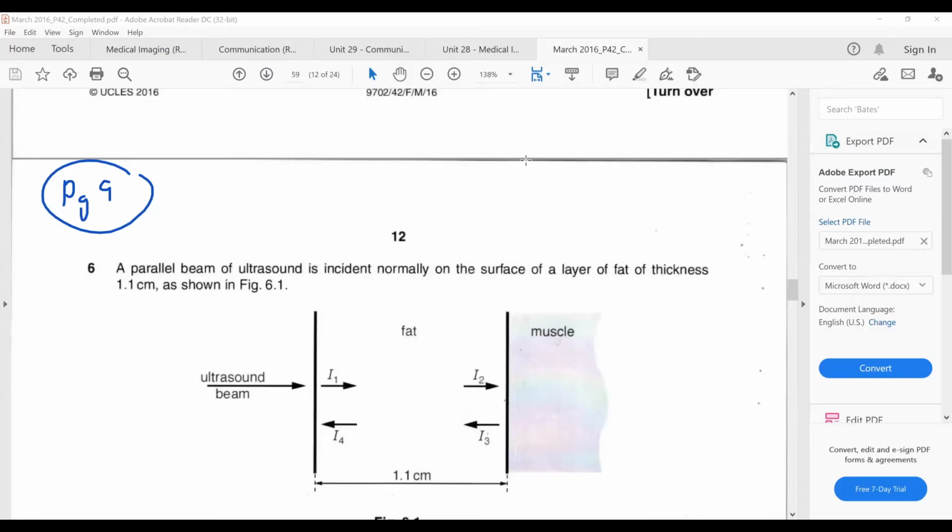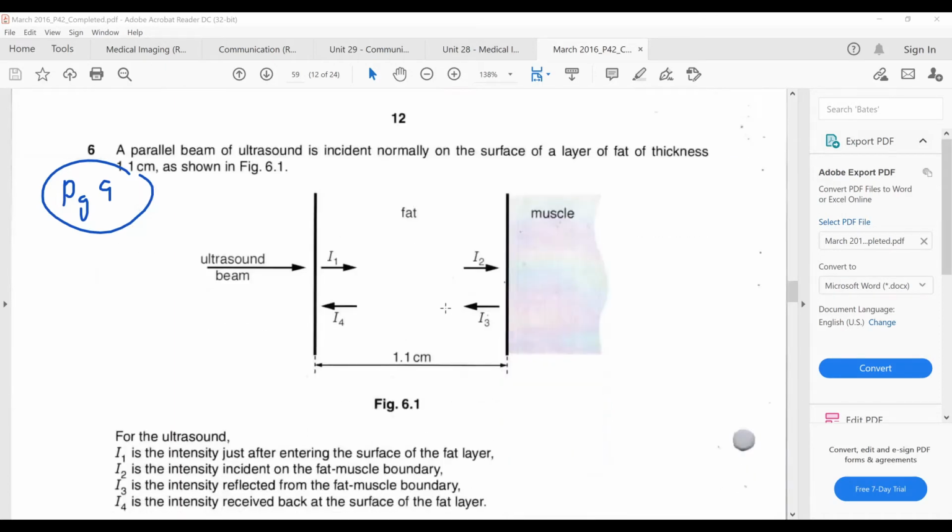Right, if you just look at page 9 of your medical imaging chapter, where we stopped at ultrasound. Page 9 is an example of how complicated an ultrasound question can get. So if the question says you have a parallel beam of ultrasound that is incident normally on the surface of a layer of fat of thickness 1.1 centimeter as shown.